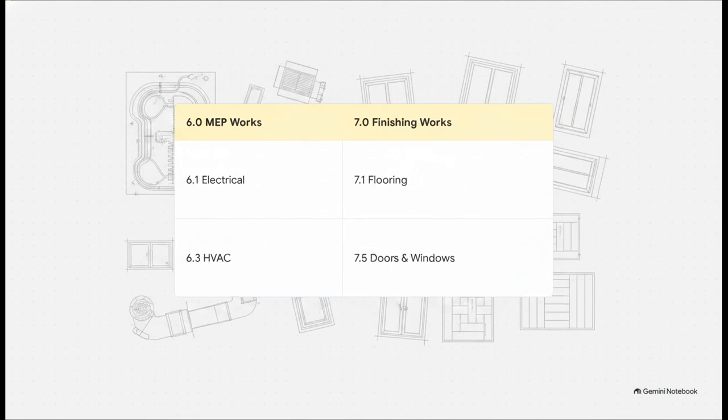And as the building really starts taking shape, the complexity goes way up. 6.0 MEP works encapsulates all those highly technical systems, categorized logically into 6.1 electrical, 6.3 HVAC, and the rest. Same goes for 7.0 finishing works, which details out 7.1 flooring, 7.5 doors and windows. This ensures that when we finally schedule out the architectural finishes, literally not a single trade or material gets overlooked.